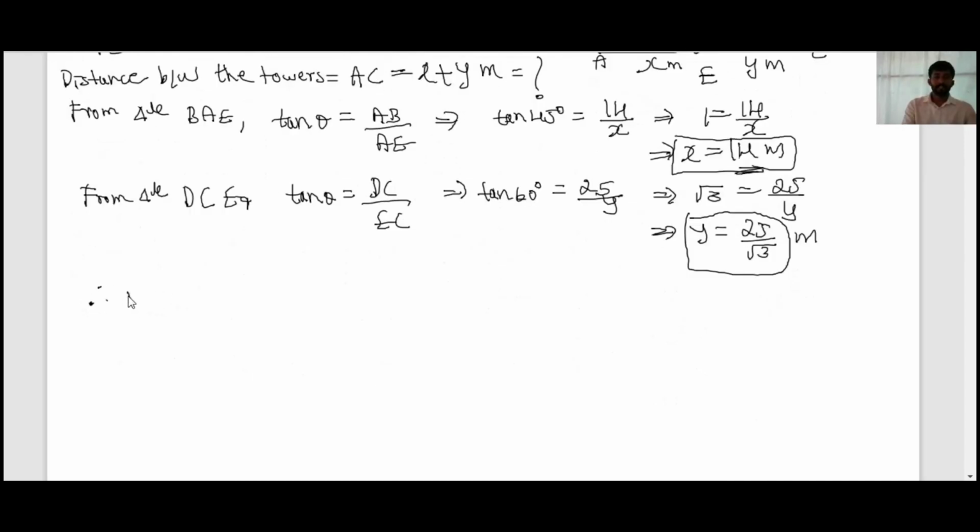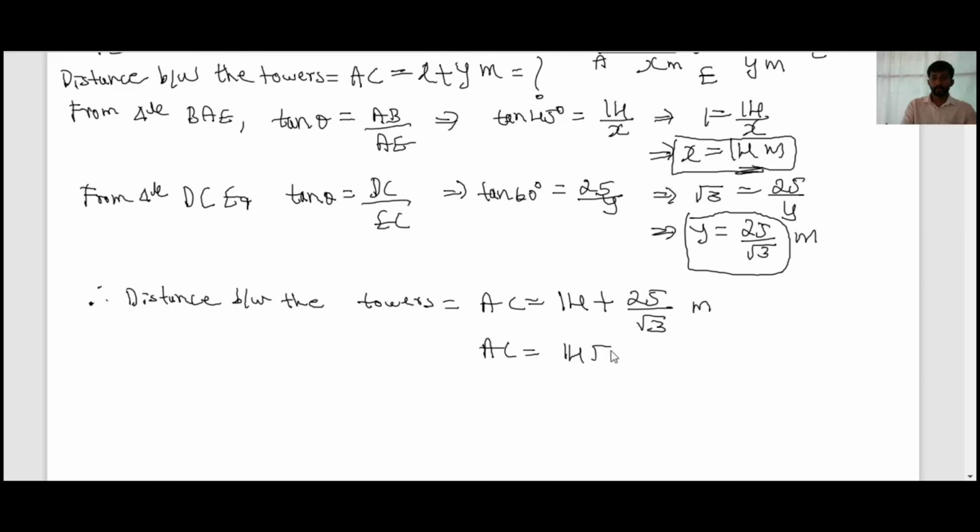Therefore, distance between the towers is equal to AC, which is X 14 plus Y 25 divided by root 3 meter. Okay. If you want, you can simplify this one. What you'll get? 14 root 3 plus 25 divided by root 3 meter, just taking LCM as root 3. This is the solution for your question.